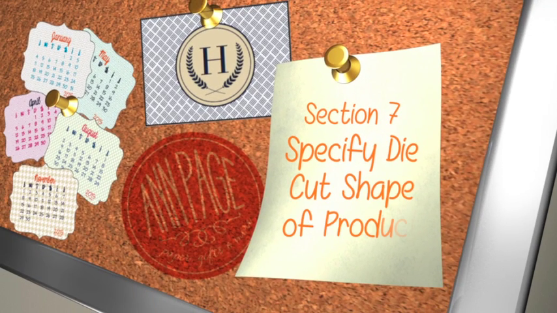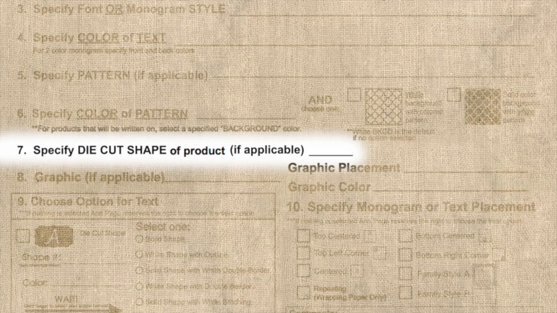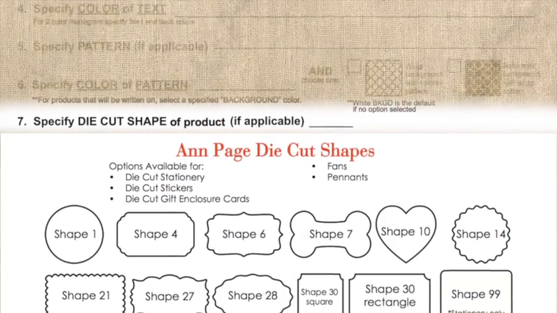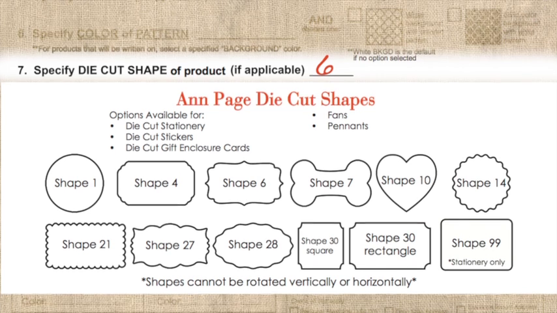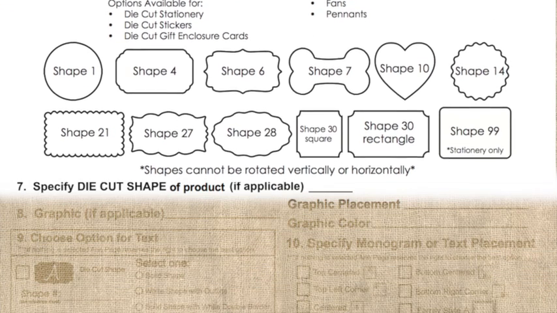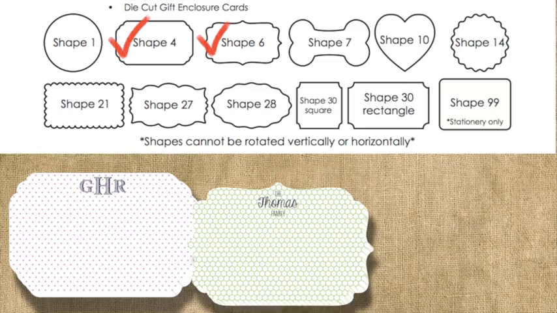Section 7. Specify die-cut shape of product. If the actual product will be a die-cut shape, for example, stationery, enclosure cards, fans, or pennants, please write the number of the corresponding die-cut shape from the available Ann Page die-cut shapes on page 45 of the Ann Page catalog. Please be sure when choosing Shape 30 to indicate whether you would like Shape 30 square or Shape 30 rectangle. Please also note that die-cut notepads are only available in die-cut shapes 4, 6, and 21.